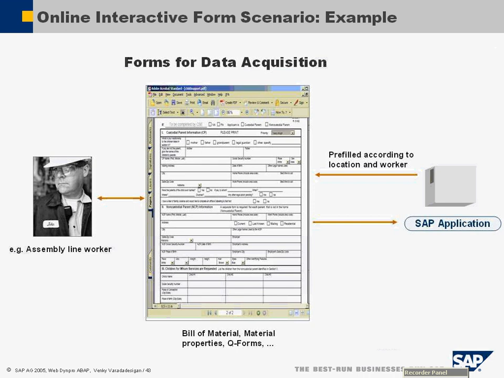Right. So here is a classical application. An assembly line worker wants to order some material. So how do you do it? He is very much used to the paper form. So he will be comfortable if the same form is presented to him even online when he logs into SAP through the portal, right?